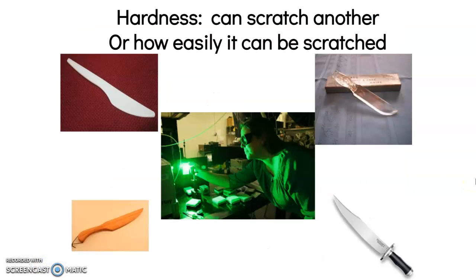Hardness is how well a substance can scratch another, or how easily it can be scratched. There's something called the Mohs hardness scale, and typically we use that when we think about rocks and minerals. A low on the Mohs hardness scale would be like talcum powder, like baby powder. It's very fine, doesn't do a lot of scratching. And then on the other end, we would have diamonds, and diamonds can scratch other substances. They can scratch window panes, and they have the ability to scratch.